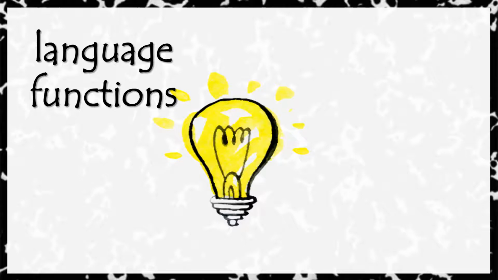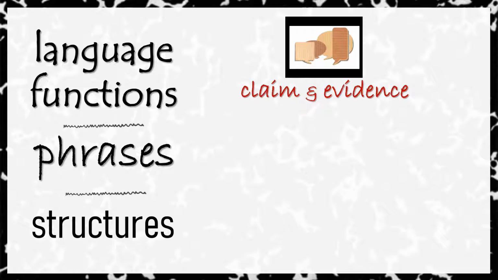These language functions each have their own language features associated with them, phrases and structures that are unique to each of them. For example, when we use language to make a claim and then justify it with evidence, we are using the language function of claim and evidence.